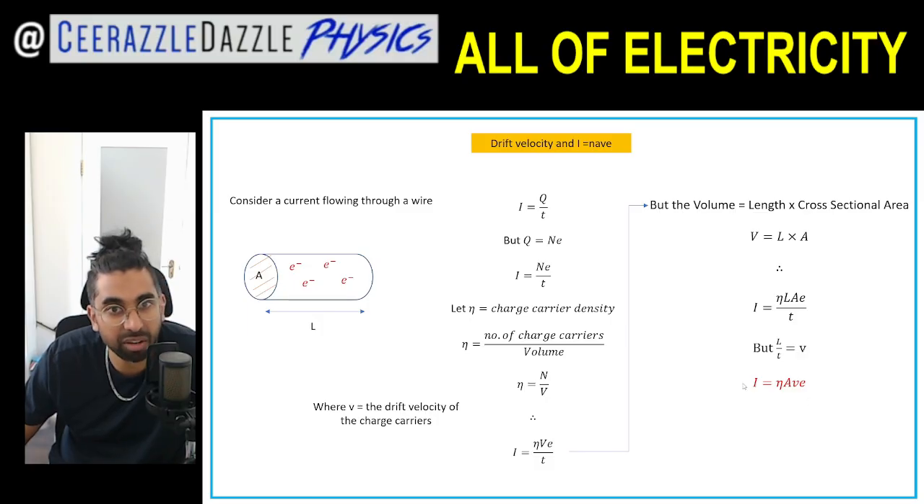And that's going to be our formula for the drift velocity. The current is equal to the charge carrier density times the cross-sectional area times the velocity of the electrons, the drift velocity of the electrons, times the charge of the electron.